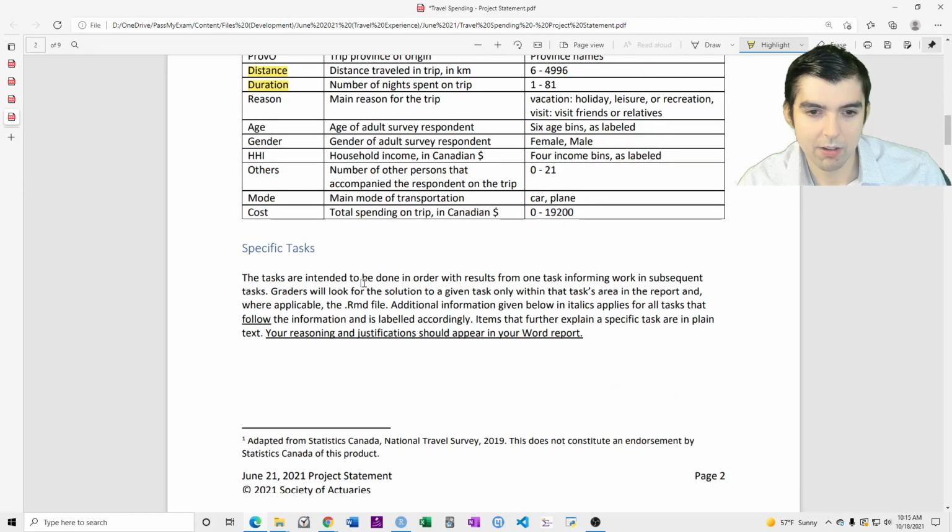The tasks are intended to be done in order with results from one task informing work in subsequent tasks. Graders will look for the solution to a given task only within that task's area in the report and where applicable in the RMD file. Additional info given below in italics applies to all tasks that follow; the information is labeled accordingly. Items that further explain a specific task are in plain text. Your reasoning and justification should appear in your Word report.